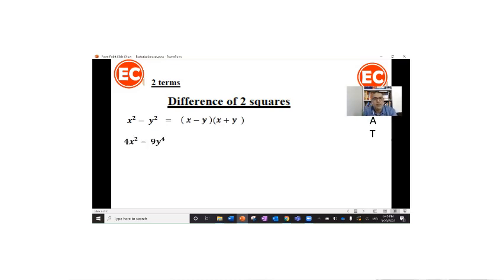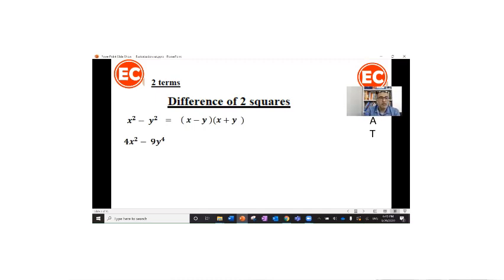Another example. How many terms here? 2 terms. Is there any highest common factor? No. Why? Because 4 and 9, both of them are not divisible by a common factor. x^2 and y^4, there is no common factor. So I make sure first that there is no common factor, then I go and do the factorization.